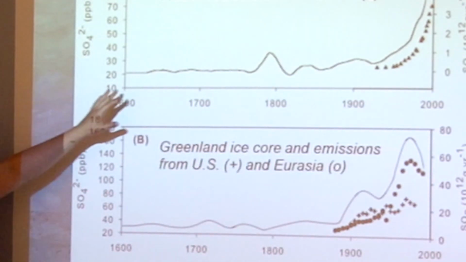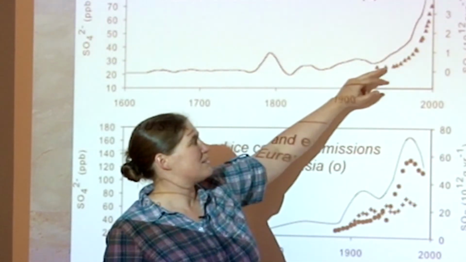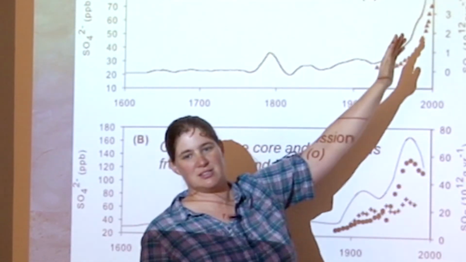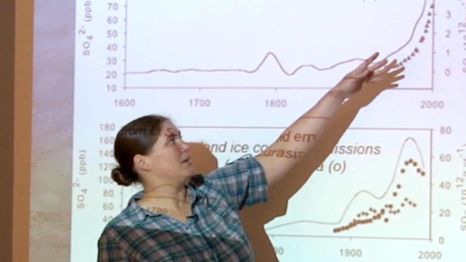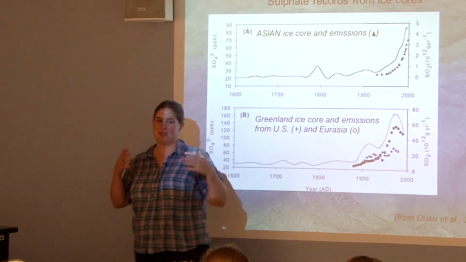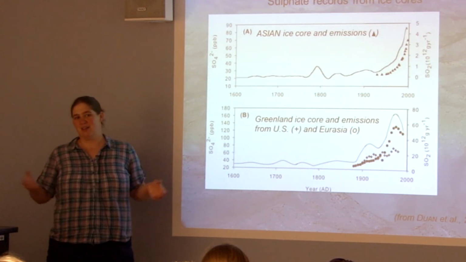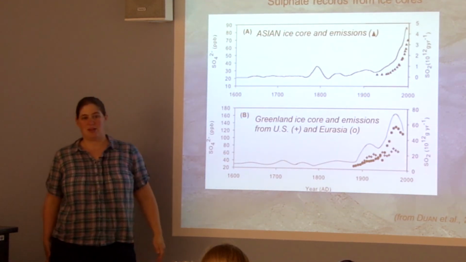And in Asia, this is an Asian ice core with the emissions, and the emissions are still rising. And yeah, we can still see it in the ice core, because of course the economy is rising. There are many more cars, and therefore there's still a rising trend.